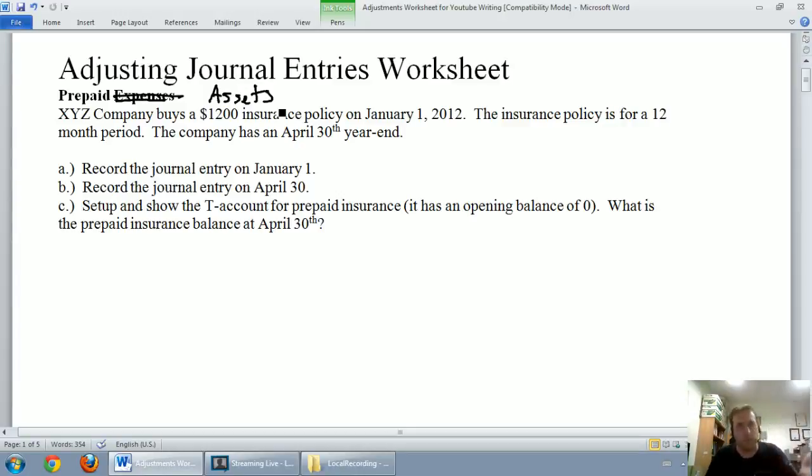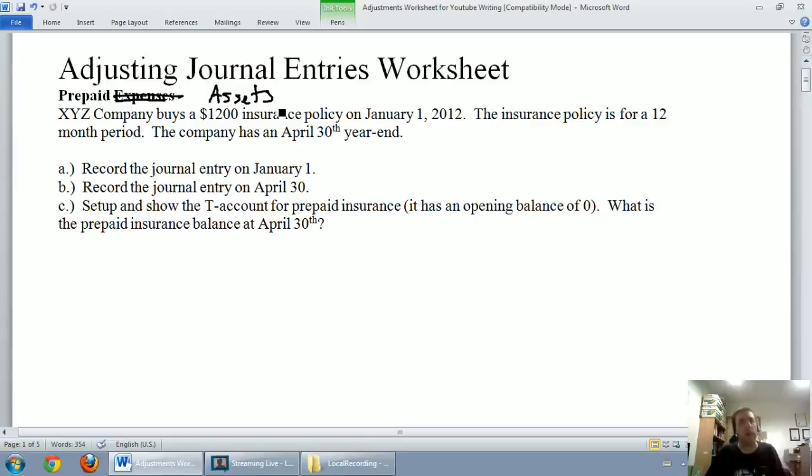Let me give you a few common examples of prepaid expenses. One is prepaid rent. We pay for our rent before we use it. I have to pay for rent at the beginning of the month, not at the end. Another really common example of a prepaid expense that you're going to see all the time in real life and in accounting textbooks is prepaid insurance.